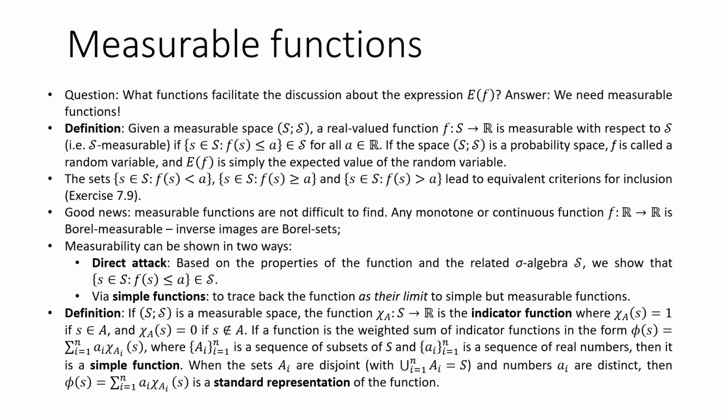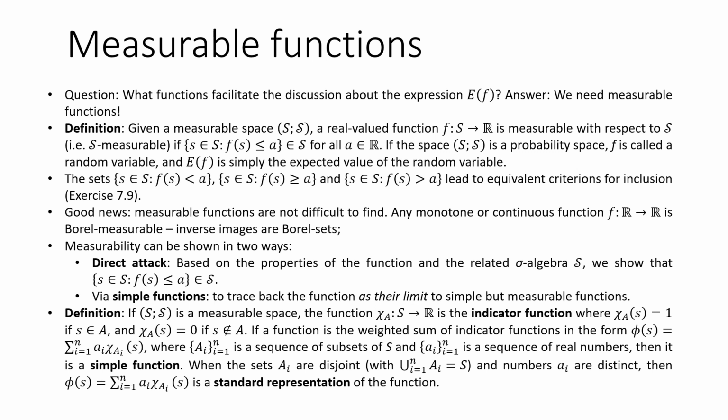We have a subset A of the state space, and if s falls into A, then the indicator function is 1. If s doesn't fall into subset A, it's 0. So once again, the indicator function takes on two values, 1 and 0. This is very useful because on any measurable space we can define simple functions by the weighted average of indicator functions.